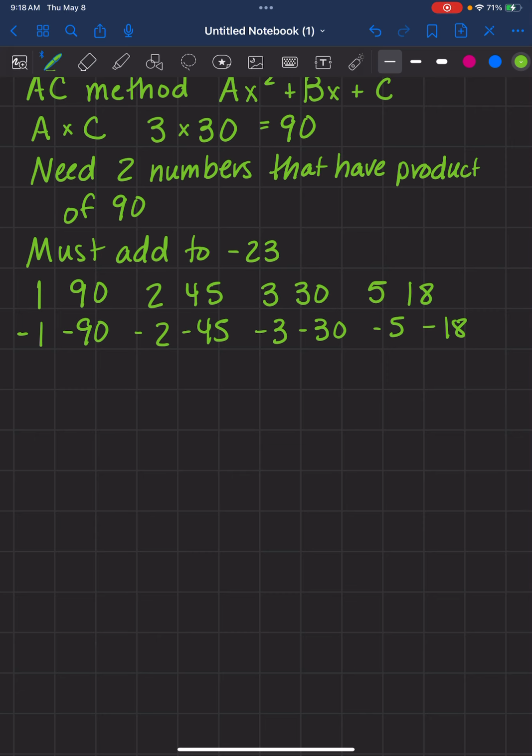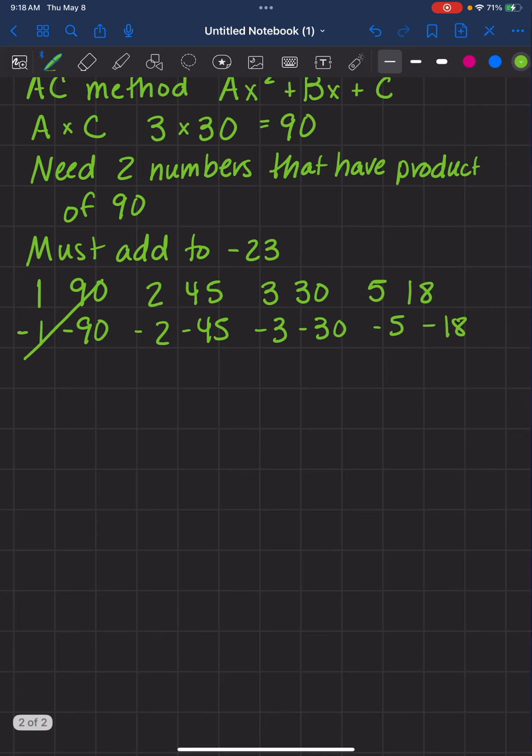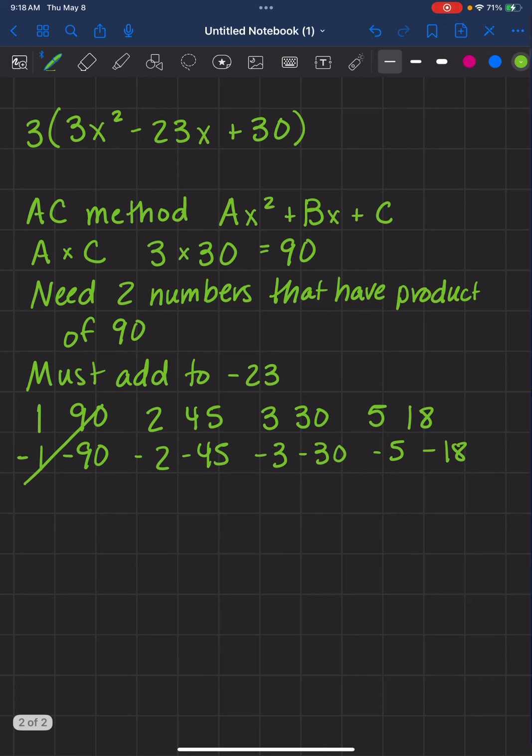And we can see right away that none of these here are going to add to negative 23. And same thing here, it's just not getting us anywhere near that. 3 and 30 obviously doesn't work, that's 33. We have negative 33, that's not working. 5 and 18 is 23, so negative 5 minus 18 is negative 23. So we'll scratch this one out. And we know that these are going to become our middle terms.